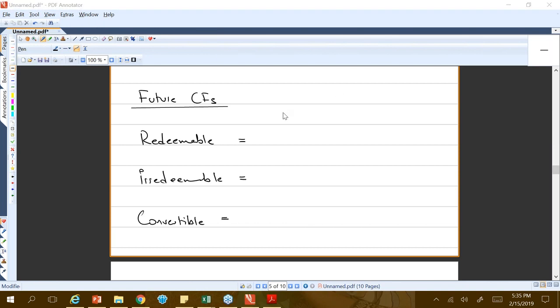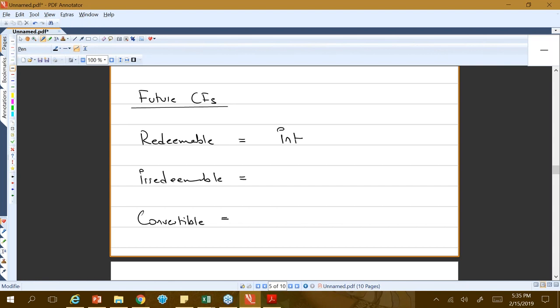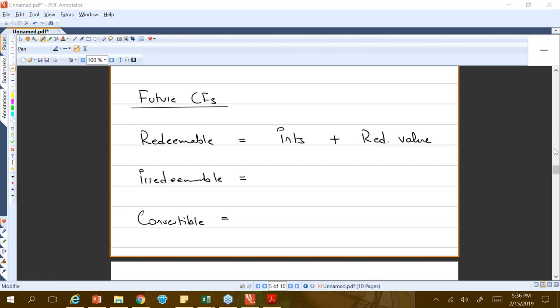So some answers coming in. Interest and the redemption value. Yes, I agree with that. Thank you for these answers. So when we think of redeemable, we think about interest and the redemption value. Yes, the interest and the amount paid, that's right.